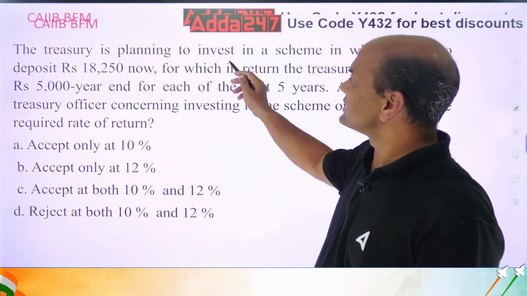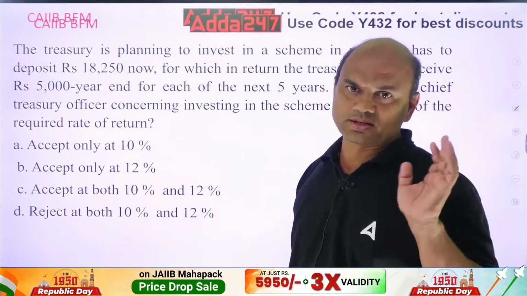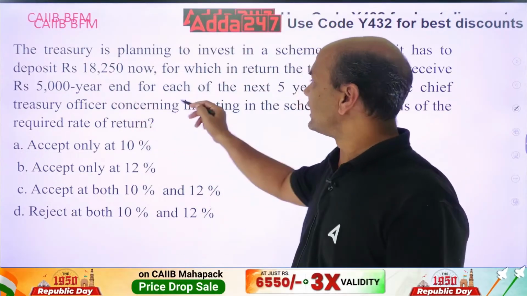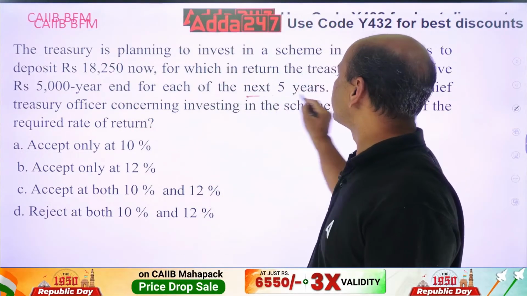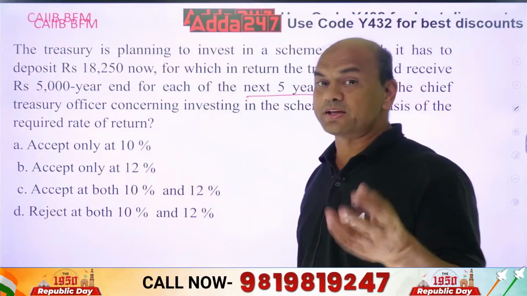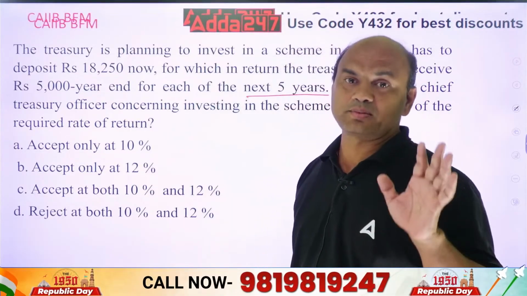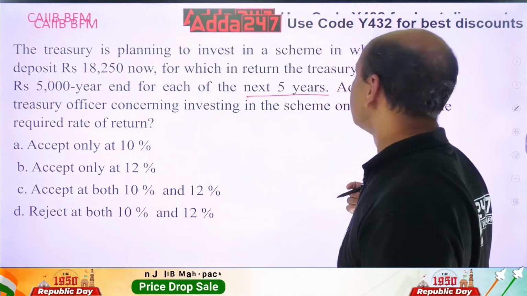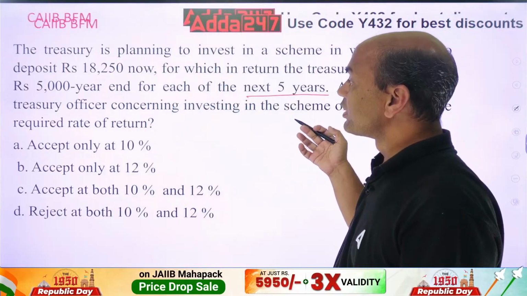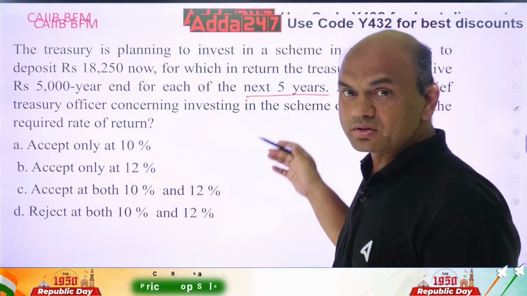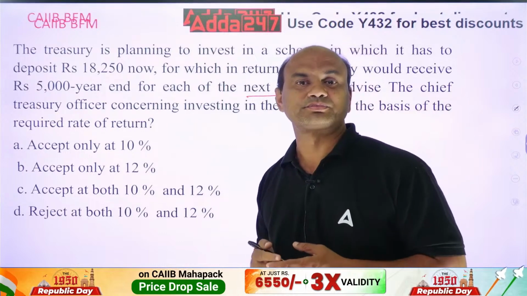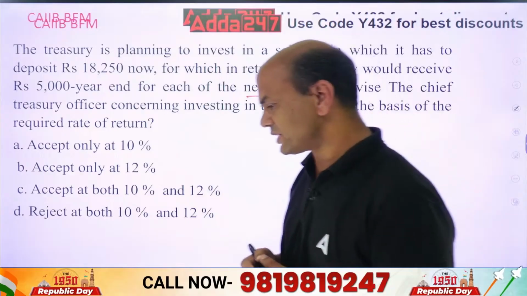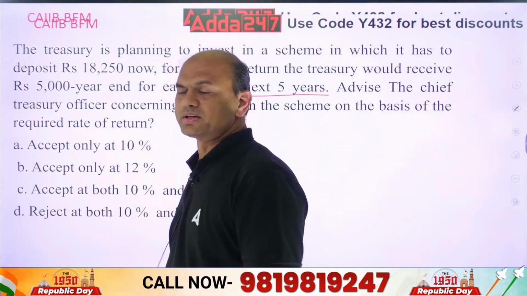So this Treasury is investing how much now? 18,250 it is investing. How much will it be getting? 5,000 at the end of each year for the next 5 years. So next 5 years, 5,000 into 5, 25,000 I will be getting. But what about this? Means what should I do? Should I invest it or should I not invest it? What do you say? Think over it, everyone. Should I invest it or should I not invest it?